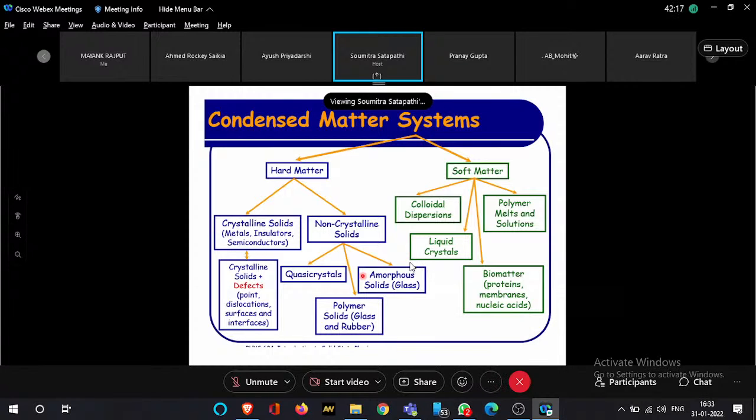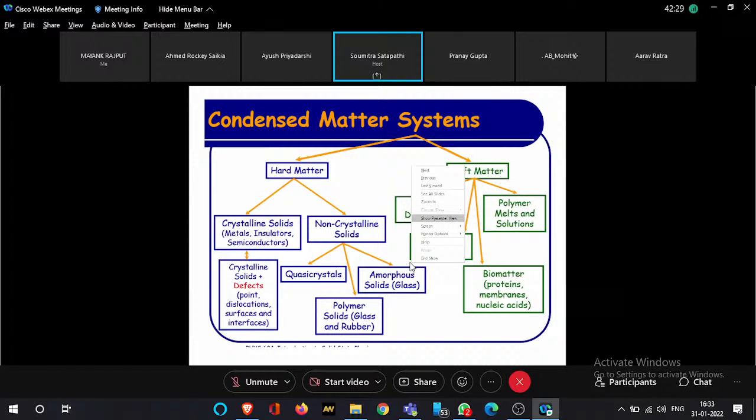Now at 300 Kelvin, the amount of energy is given by kB into T. If I want to find out the energy at a particular temperature, that is given by this term kB into T, where kB is the Boltzmann constant, a universal constant, and T is the temperature. The constant is 1.38 into 10 to the power minus 23 Joule per Kelvin. If you consider room temperature, which is 300 Kelvin, then you will have an energy of 25 milli electron volt.